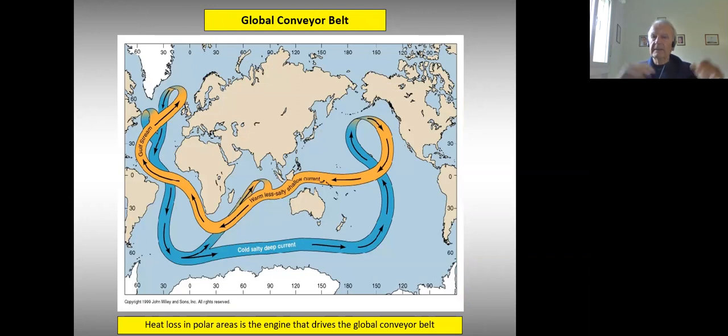The global conveyor belt is the global world ocean circulation, which is schematized in this simple way. And here, this is the key area for driving the global conveyor belt. In the surface layer, you have here the vertical mixing. You can see the bluish belt is the deep circulation, while the yellow or orange belt is the surface circulation.